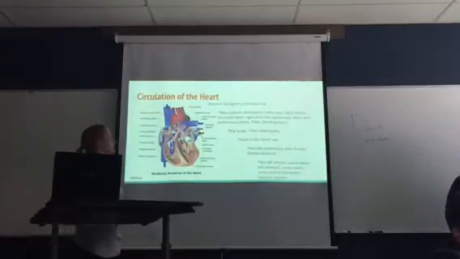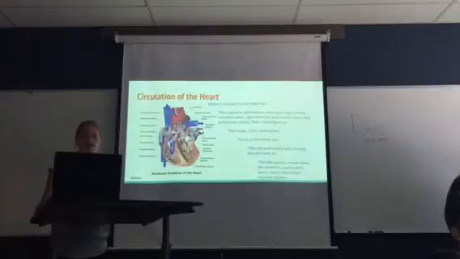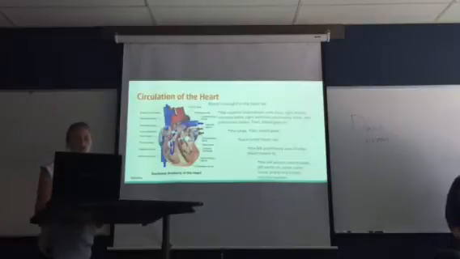All right, circulation of the heart. The blood is brought to the heart via the superior and inferior vena cava, right atrium, tricuspid valve, right ventricle, pulmonary valve, and pulmonary artery. The blood then goes to the lungs. Then the blood goes back to the heart via the left pulmonary vein. And then finally the blood travels to the left atrium, the mitral valve, left ventricle, aortic valve, aorta, into the body's vascular system.